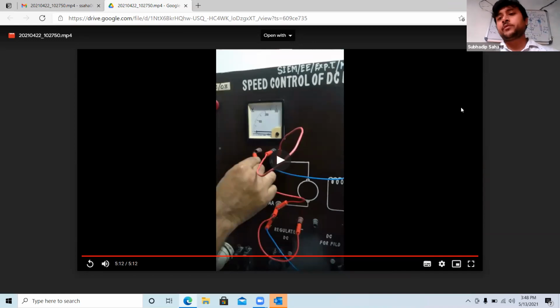So one graph you have to plot is speed versus field current. The reference one, field current, should be on the x-axis and the resultant one, speed, on the y-axis. Similarly, another graph you have to plot is speed versus armature current, with armature current on the x-axis and speed on the y-axis. For table number 1, the left side one, you take field current constant and plot the graph between speed and armature current. This you have to do.